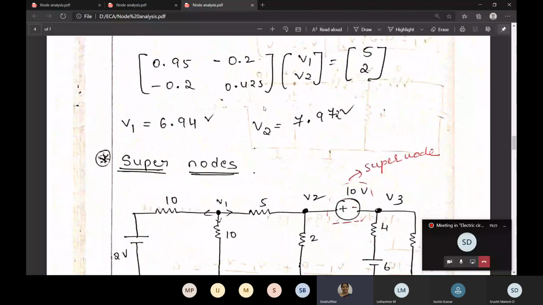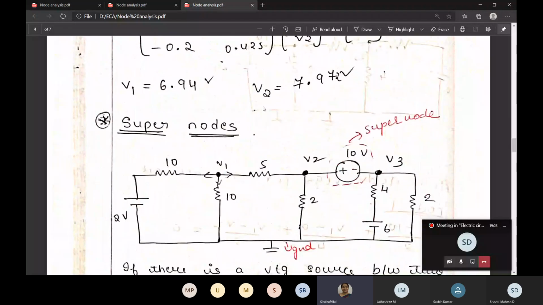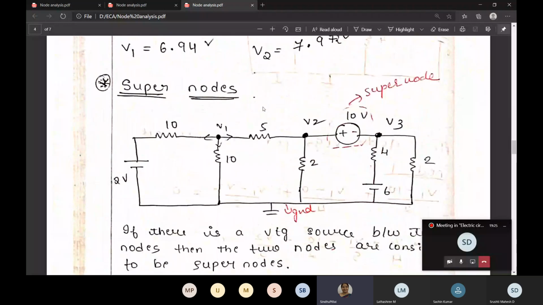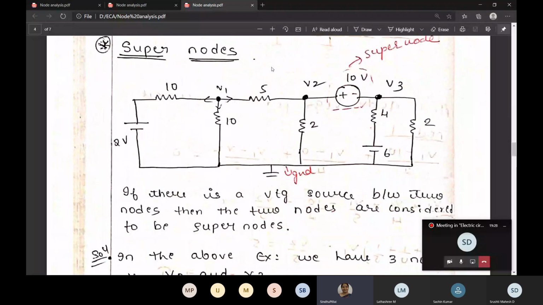Okay. Next, we'll go with the concept. As we had the concept of super mesh, here also we have the concept of super node.